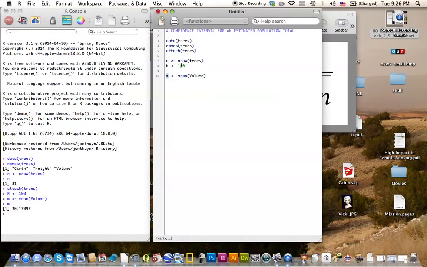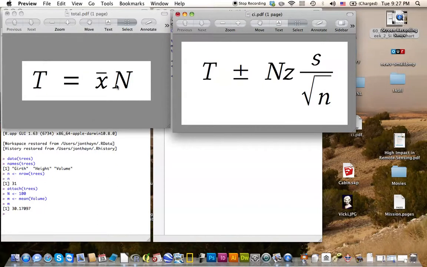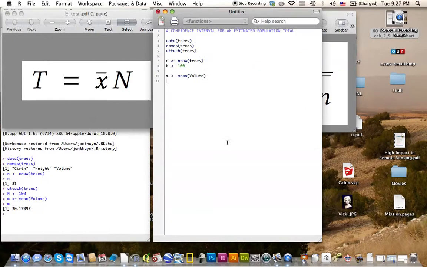And we want to know how many we'll have in our forest of 100 trees when we cut them all down for lumber. So here's the equation that we need to do that. Here's our sample mean multiplied by our uppercase N, or our population size. And that makes sense. If we have 30 cubic feet of lumber per tree and we have 100 trees, then we multiply those together and that will give us our estimate of the population total. So our estimated population total is equal to M times N, which is going to come out to be 3,017 cubic feet of lumber.